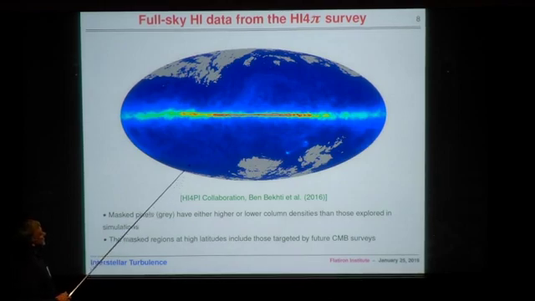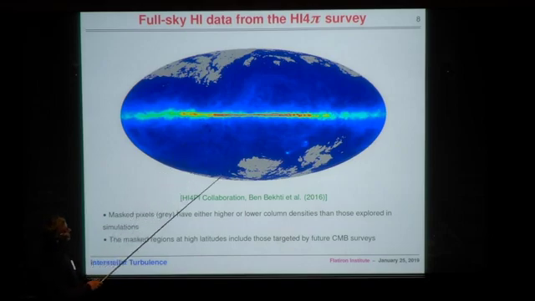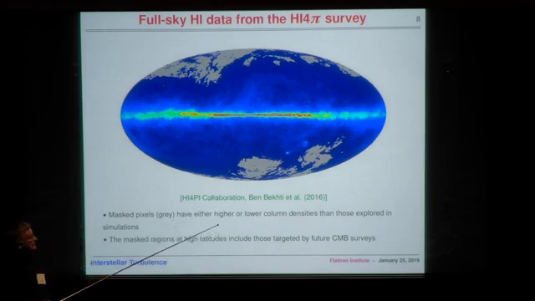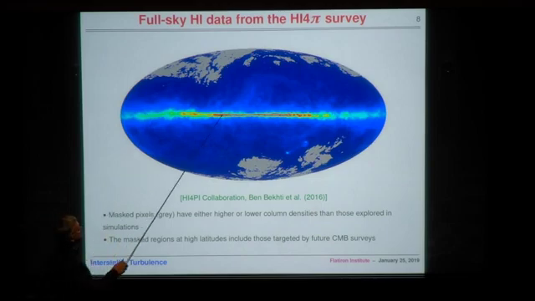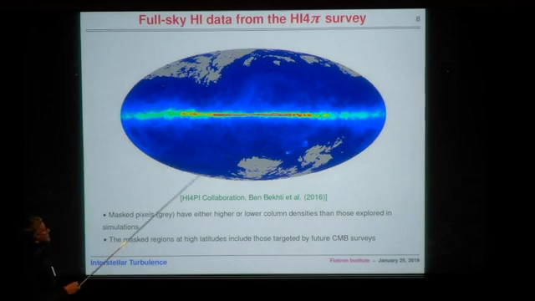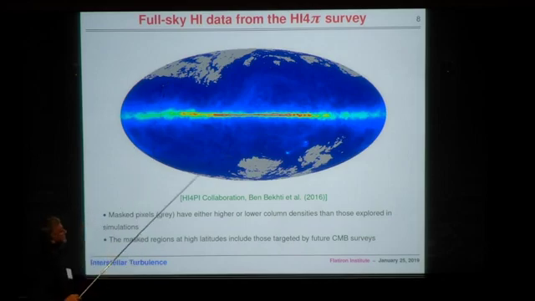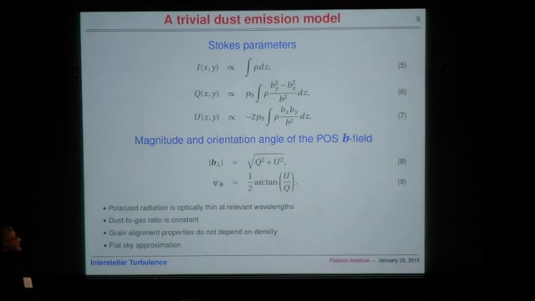So here we compare the column densities that we have in that model, and we overplot them onto the HI4PI survey map to show that these areas are outside the range that we have in the simulation. All this other, and these areas along the Milky Way plane are also outside. But we still cover large high latitude areas here and there, for example. Okay, so then we put in a trivial dust emission model.